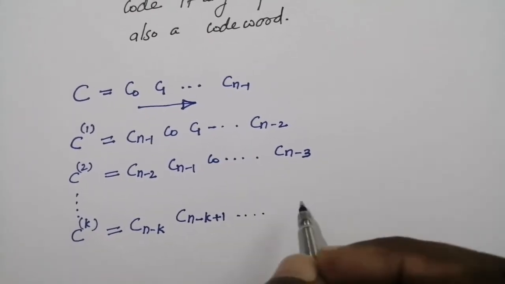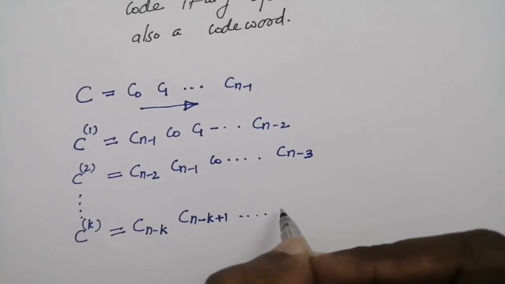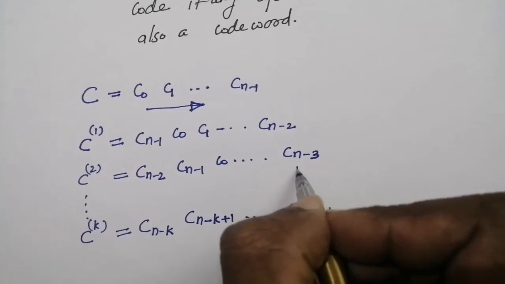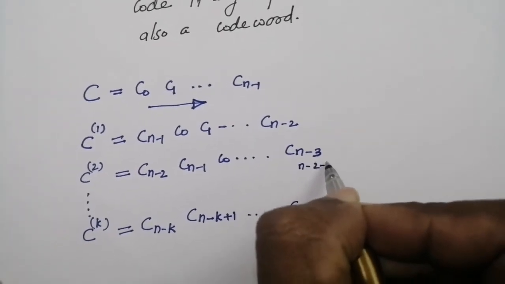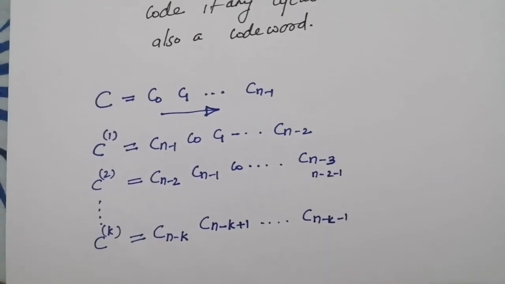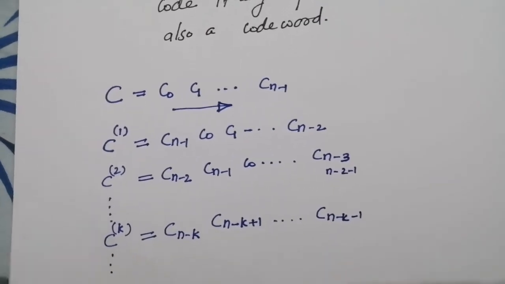Etc. What about the last bit? This will be Cn minus k minus 1. For k equal to 2, this will be n minus 2 minus 1, that is n minus 3. Here it is n minus k minus 1. So, again proceeding in this manner.